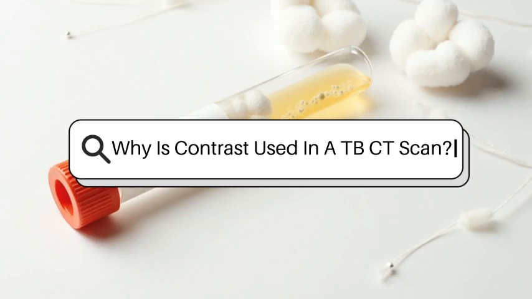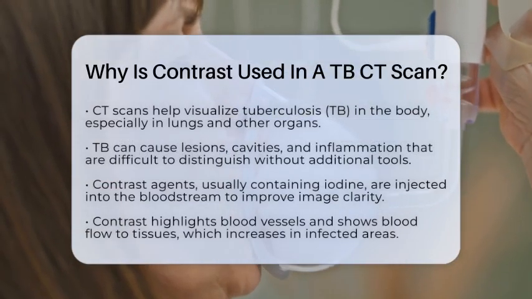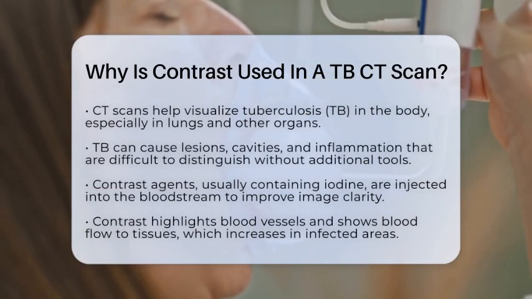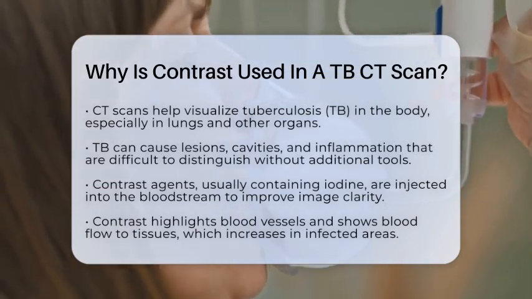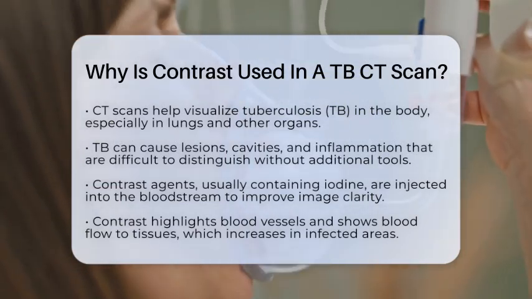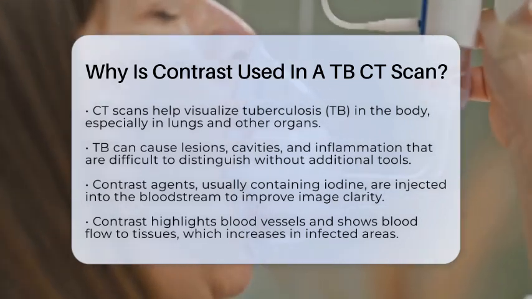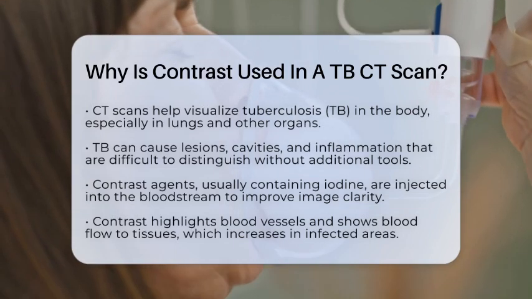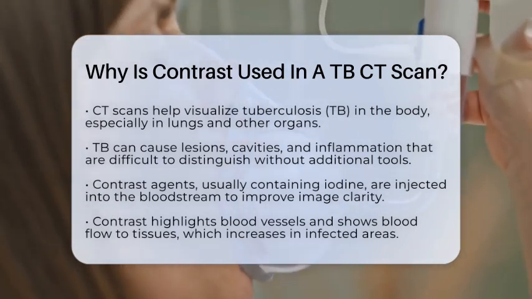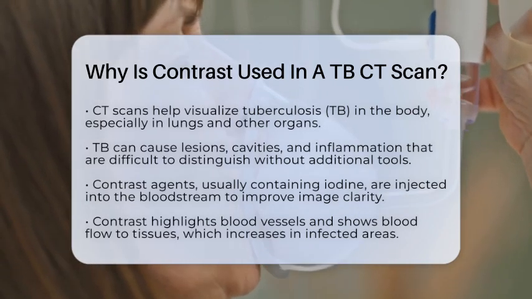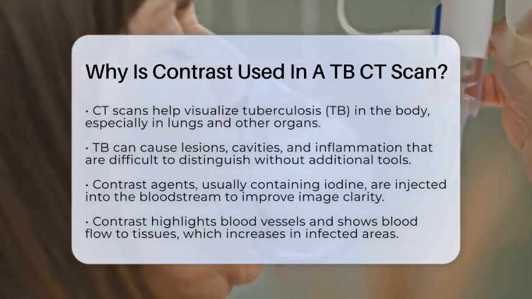Why is contrast used in a TB CT scan? Imagine trying to see the fine details of a complex puzzle without all the pieces clearly visible. That's similar to what a CT scan does for doctors trying to find tuberculosis in the body. When tuberculosis affects the lungs or other organs, it can create lesions, cavities, or areas of inflammation that are sometimes hard to distinguish from other diseases. This is where contrast comes into play.